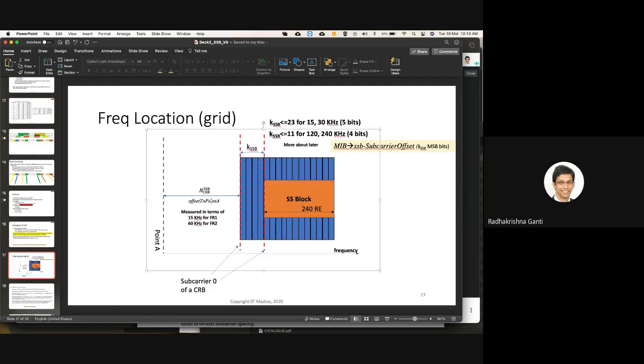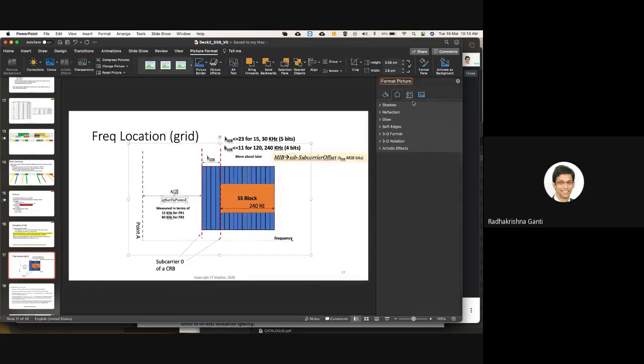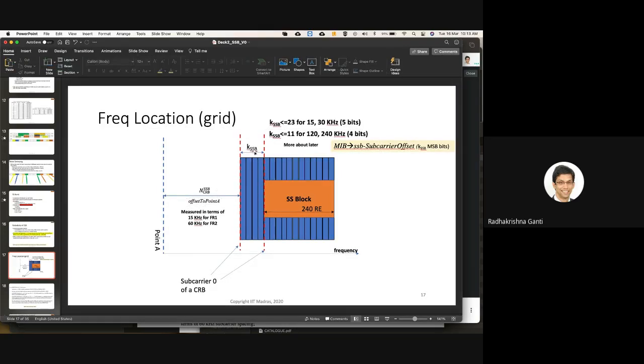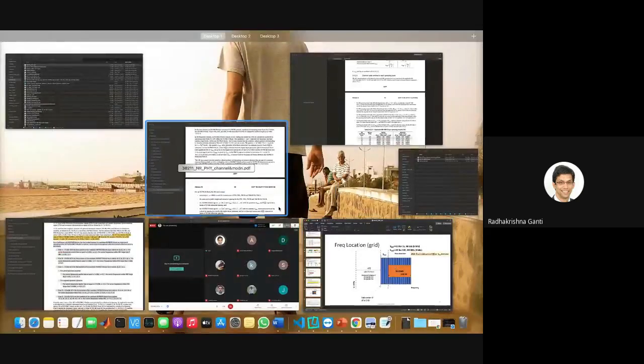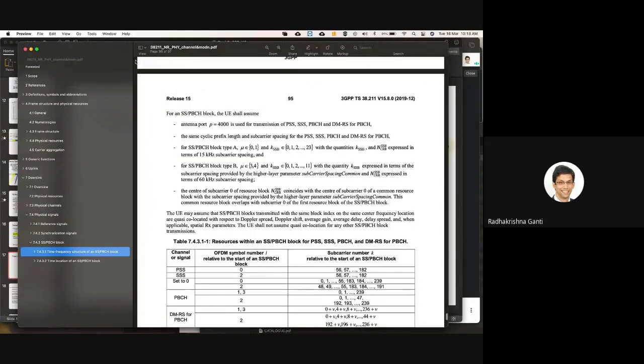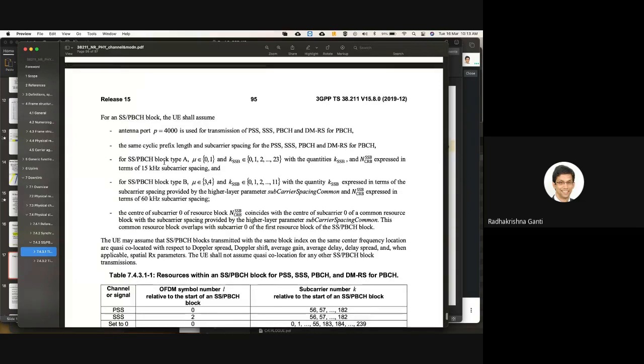This offset to point A comes in the MIB. We'll look at the MIB today, the master information block. This KSSB is a little bit complicated. For 15 and 30 kilohertz, it is 5 bits. If you look at the spec, I'll show you the spec. I hope you can see this.